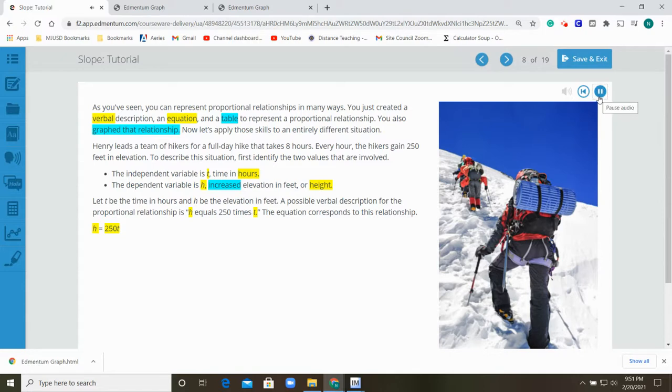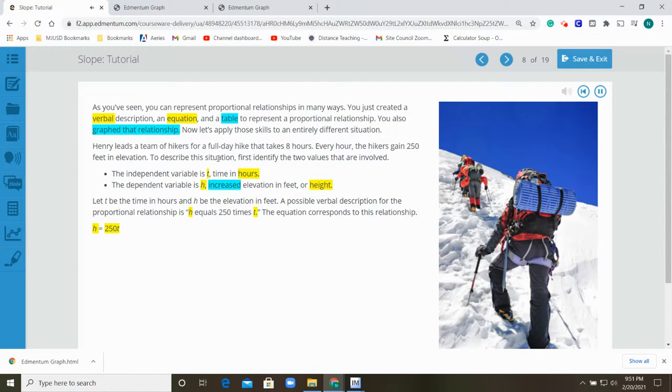As you've seen, you can represent proportional relationships in many ways. You just created a verbal description, an equation, and a table to represent a proportional relationship. You also graphed that relationship. Now let's apply those skills to an entirely different situation. Henry leads a team of hikers for a full-day hike that takes 8 hours. Every hour, the hikers gain 250 feet in elevation.